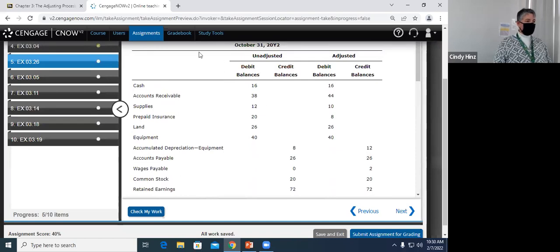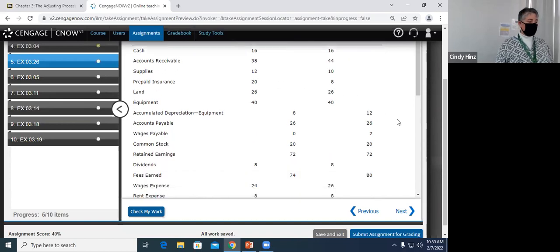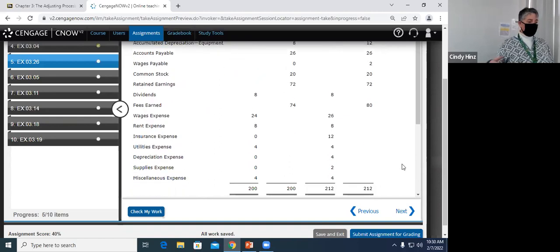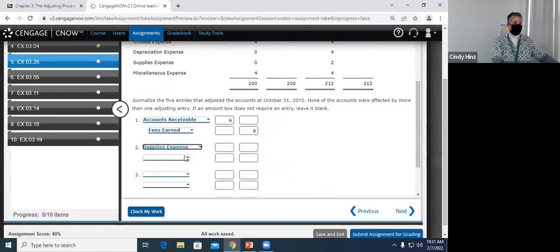How about our supplies? What happened to our supplies account? Very next line. It went down by $2. What's the logical pair? What goes with supplies on the balance sheet? So we know we're looking for an income statement account. From fees earned down through miscellaneous expense, those are all the income statement accounts. Which one of those logically goes with supplies? Supplies expense. Supplies went down by $2. Why? Because we used them. And so our supplies expense goes up by $2. A debit to supplies expense and a credit to supplies for $2.